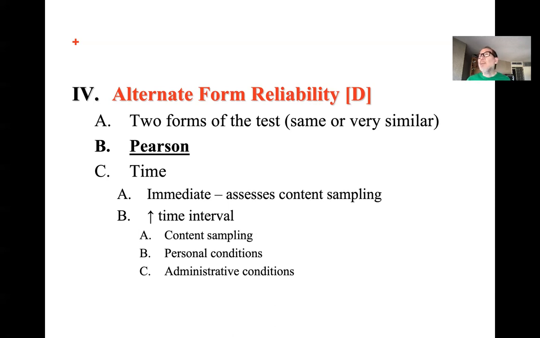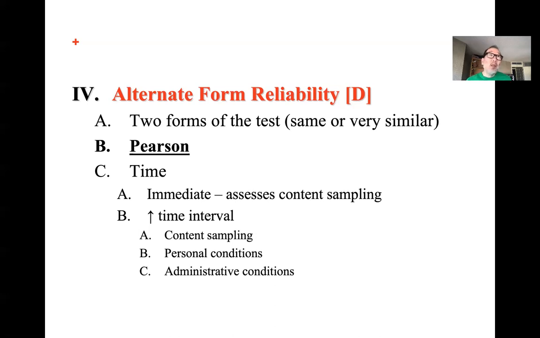But if you did a slightly different design, and let's just say you gave form A at one point, and then 5 days later gave form B, because of that increased time interval, not only does your reliability index, or the absolute value, give you some measure of content sampling, it also tells you something about the personal conditions of the subjects, which may vary across time because they're not doing it the same day. It may also be related to administrative conditions. Maybe you administered it differently at different points of time. You gave A in one way, and then you gave B in a slightly different way.